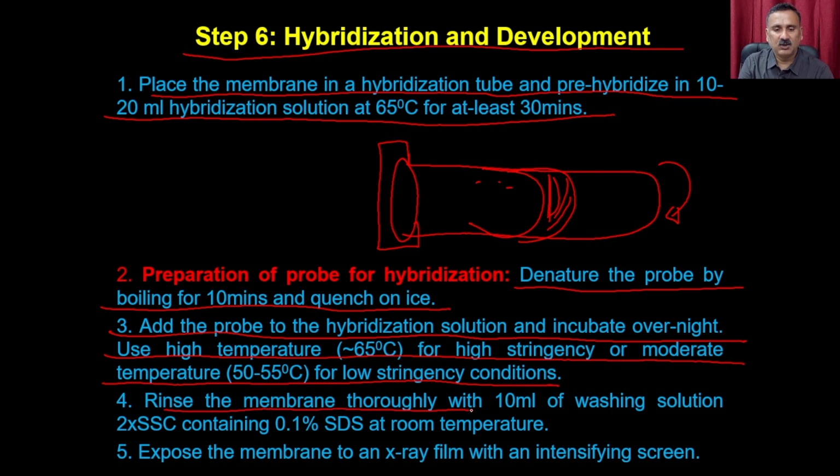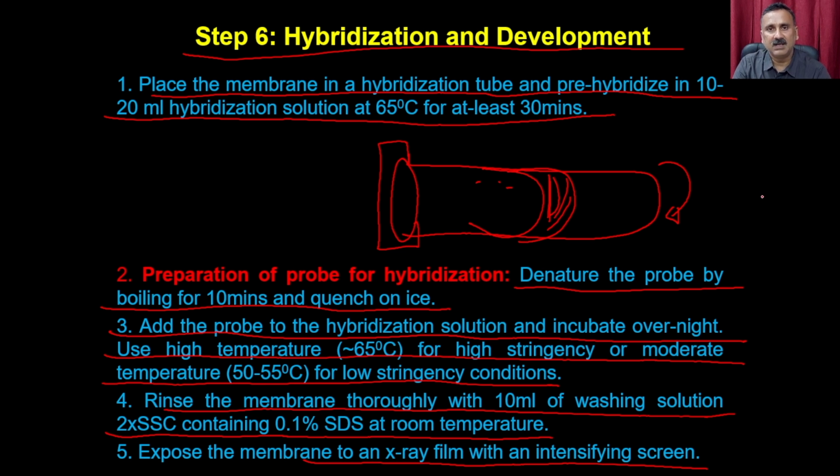Then you rinse the membrane thoroughly with 10 ml of the washing solution, 2x SSC containing 0.1% SDS, and expose the membrane to an X-ray film with an intensifying screen. Because of this, the DNA bands are going to be developed. Now, let us see what a Southern blot looks like.